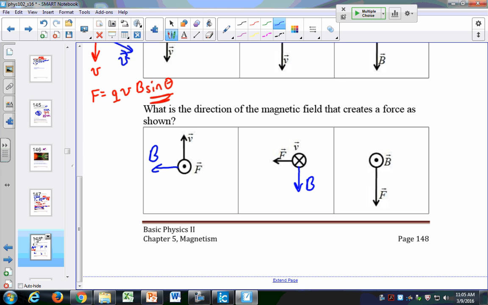And what about this last one? This one's a little trickier. What is my velocity vector in this case? I know it has to be left or right, right? Because this is Z, this is Y. So my force vector is like this. My magnetic field has to be coming out of the page. So that means it's going to be like this. And so my velocity vector will be in that direction. So it's to the right.